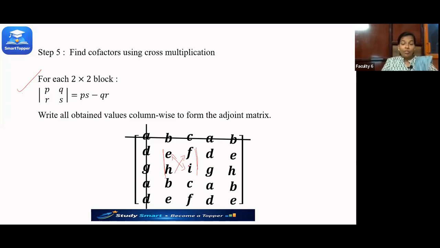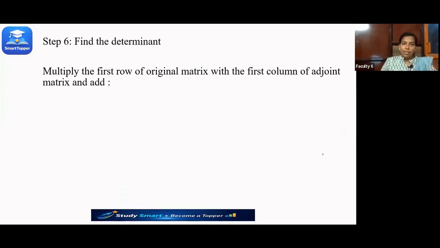When you are considering the cofactors row wise, you have to write down the values column wise. Okay. First find the cofactor of this. Then find the cofactor of this. Then find the cofactor of this. The next step is to find the determinant. So how will you find the determinant? It is important to consider the elements. Which are the elements you have to take for multiplication and addition? So consider the row of the given matrix.